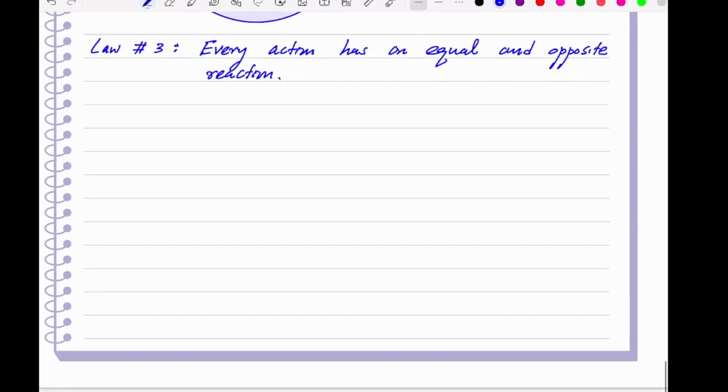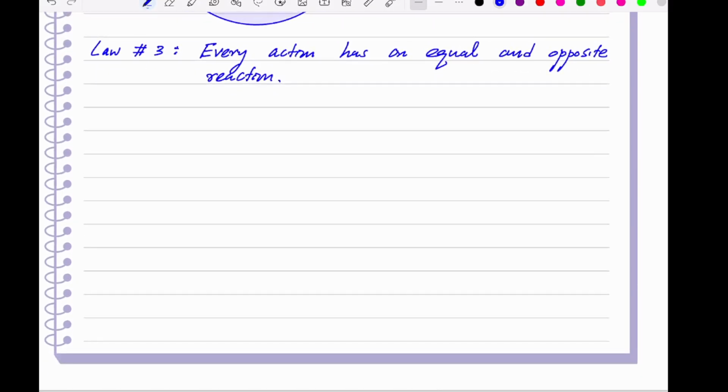Okay, every action has an equal and opposite reaction. Now there are a few common examples here. I'll show you that. Suppose you have a ground and then you are going to put an object on that. The mass of this object is m. Gravity is vertically down.